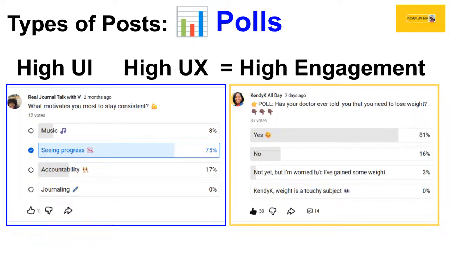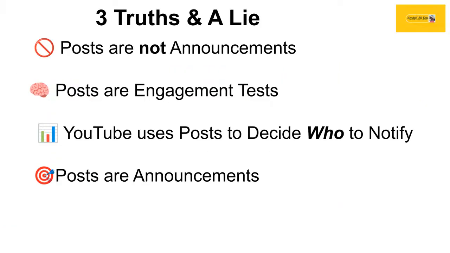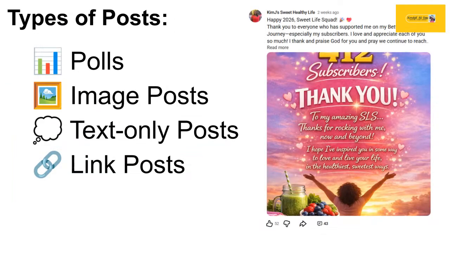So let me put Real Journal Talk with V. I'm putting her link to this community post so that she can see, oh my goodness, look at all of this engagement. And friends, we want to shout out Kim J's Sweet Healthy Life. Which one of these polls is she using? Which of the different poll types is she using? Drop that in the chat.